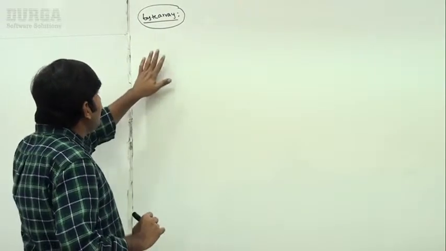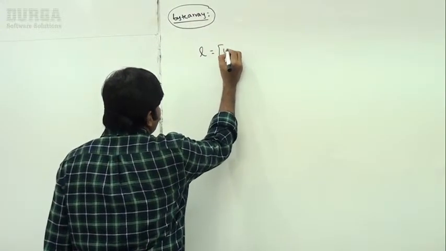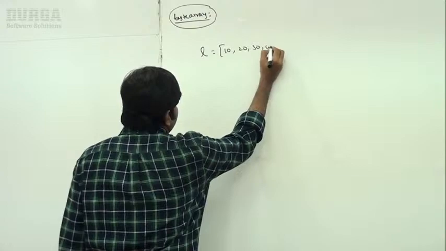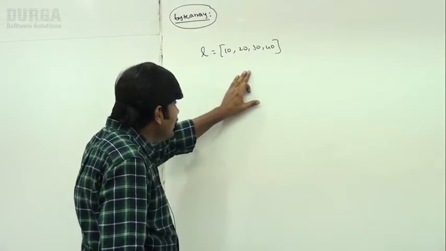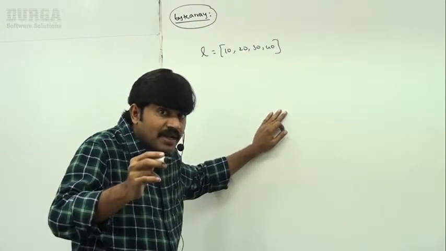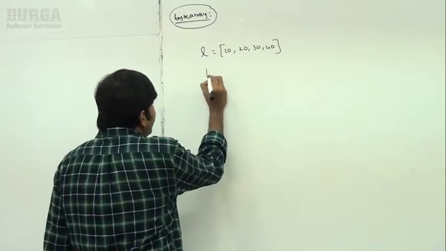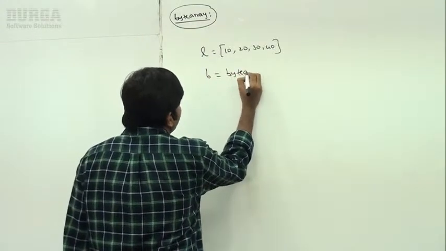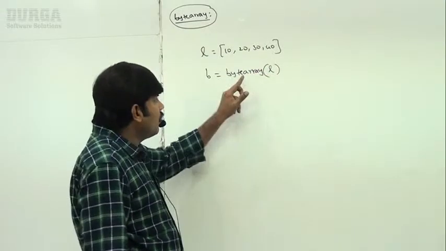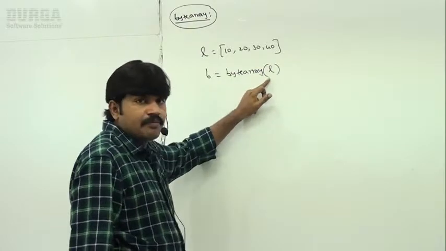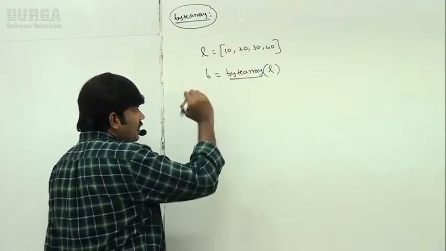Okay, now how can you create it? Very simple. L is equal to 10, 20, 30, 40. How to create a bytes object? By using the bytes function. How to create a byte array object? b is equal to bytearray of L. So you can create a byte array by using the bytearray function, right?